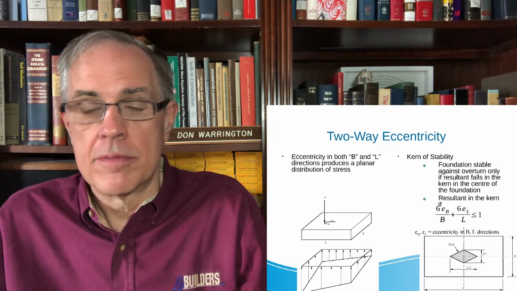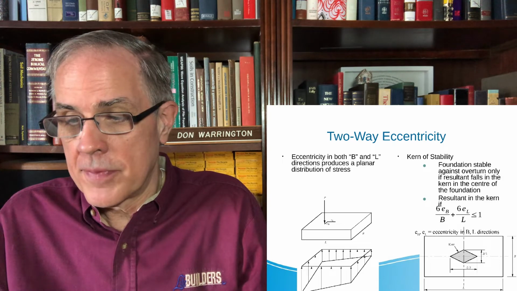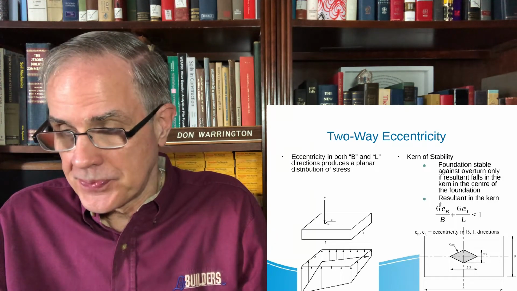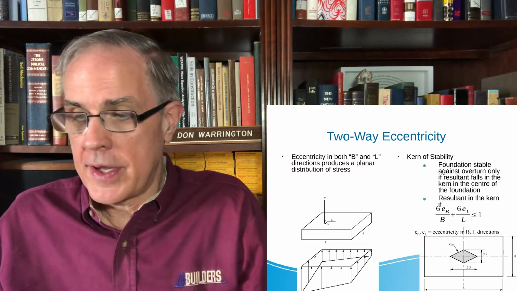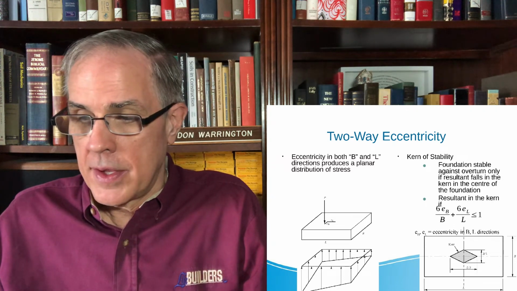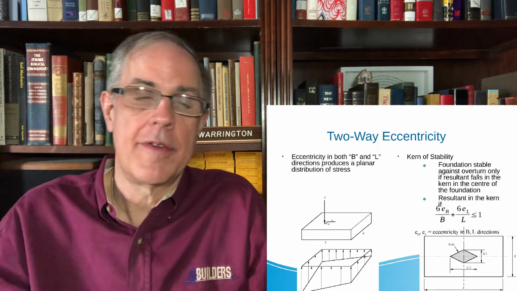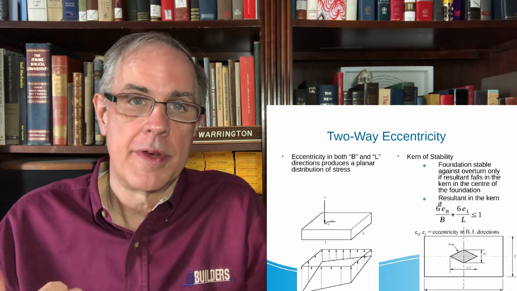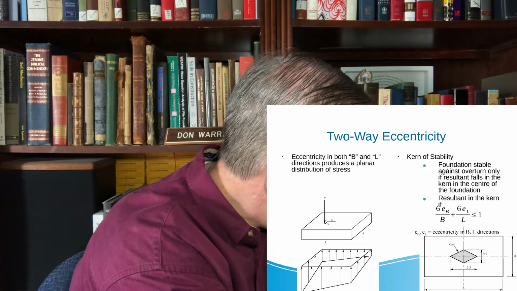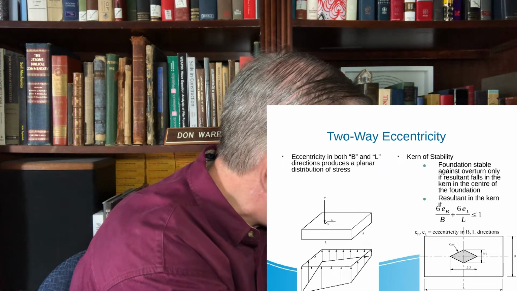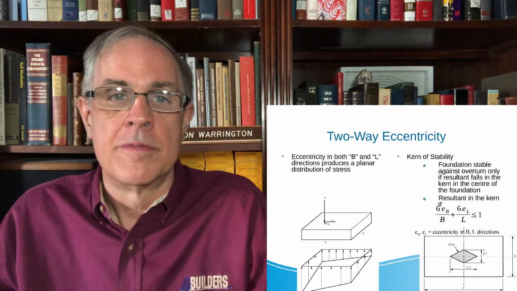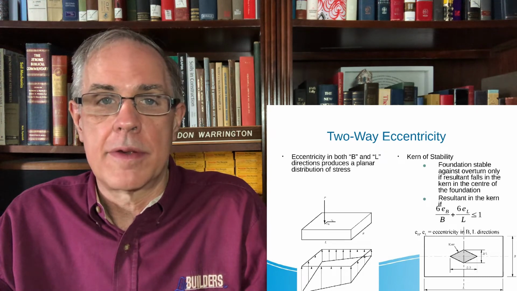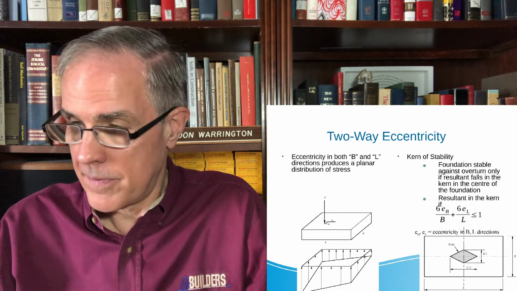Don't do that. Basically what you need to do is compute using this formula right here. If you know your E sub B and you know your E sub L, you simply compute that formula. If it's less than unity, you're in business. Because even though it can be less than this and less than this, it can still be out here in this region, and then you're out of the kern, which means you've got liftoff somewhere.